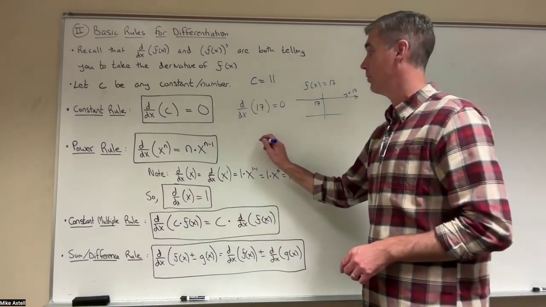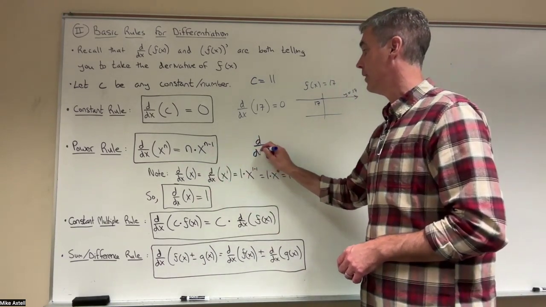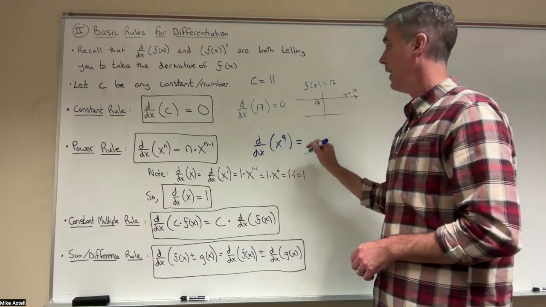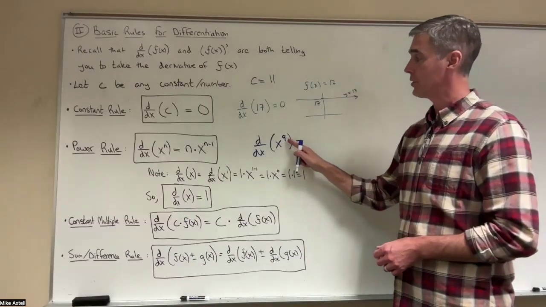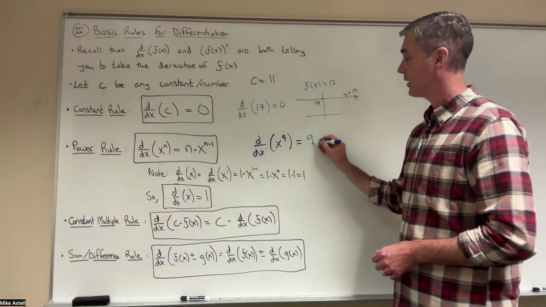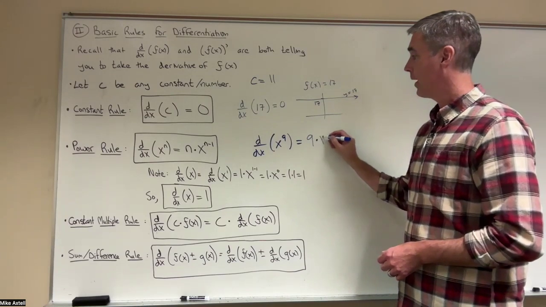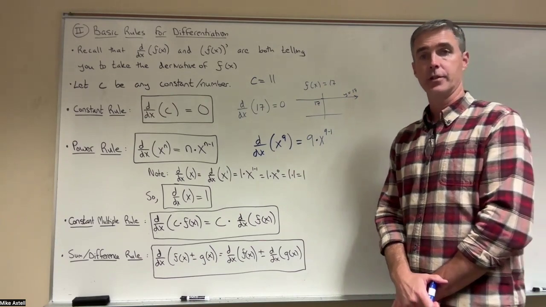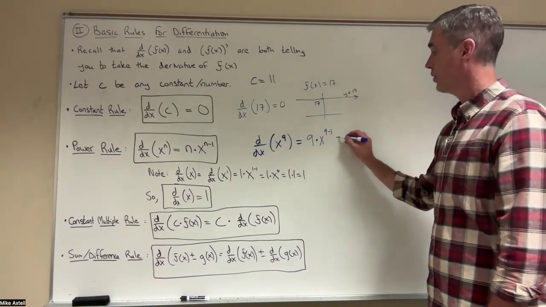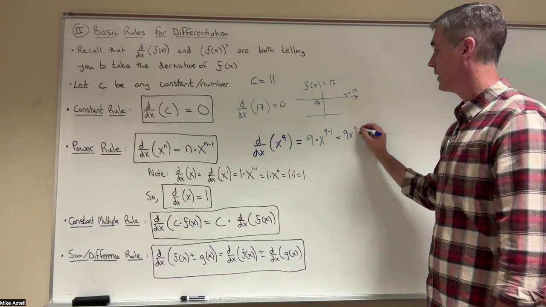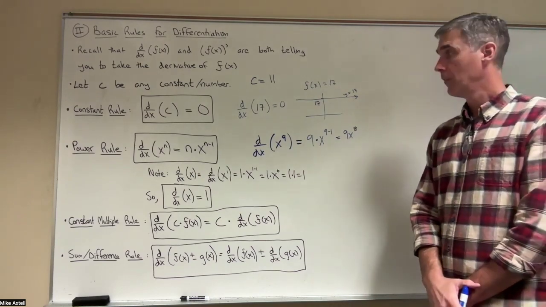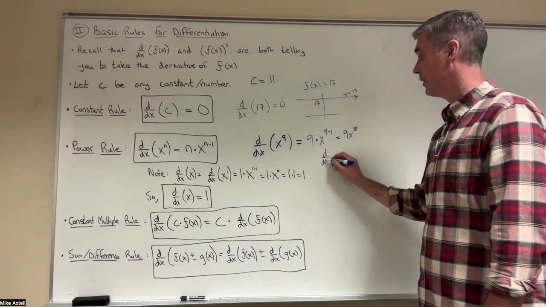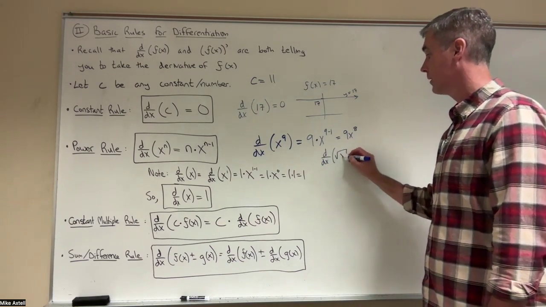So, for example, if I had the derivative of x to the 9th, n is being played by 9 here, so the rule says take 9, drag it down in front, and multiply by x, and the new power is going to be 1 less than the original, so 9 minus 1, which would then simplify to 9x to the 8th.